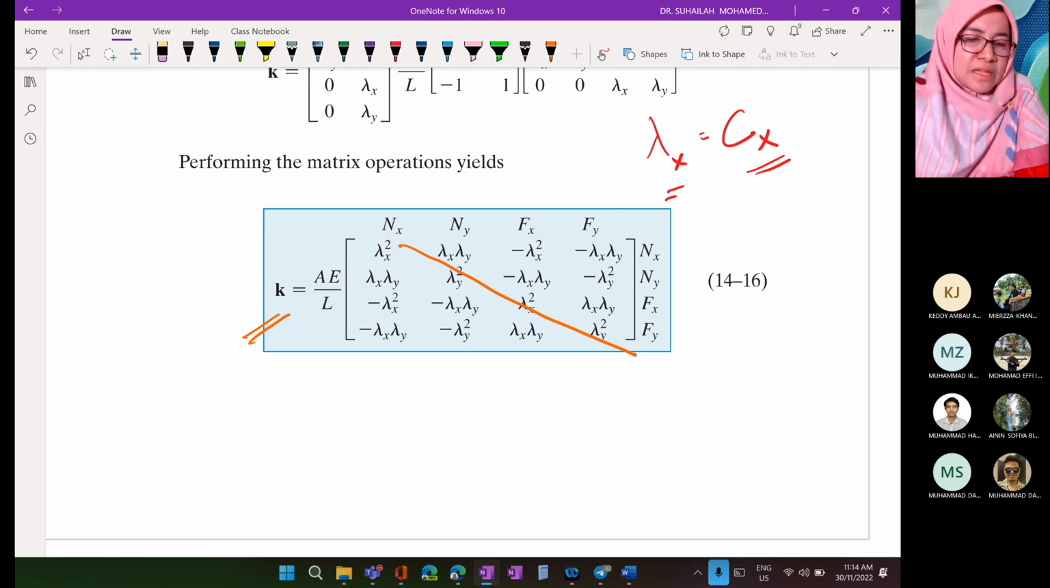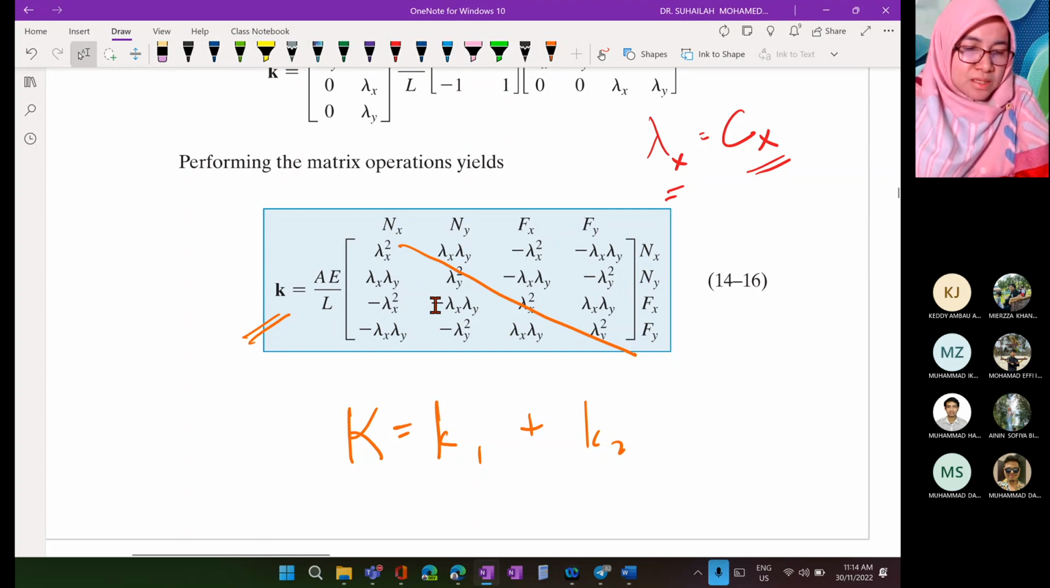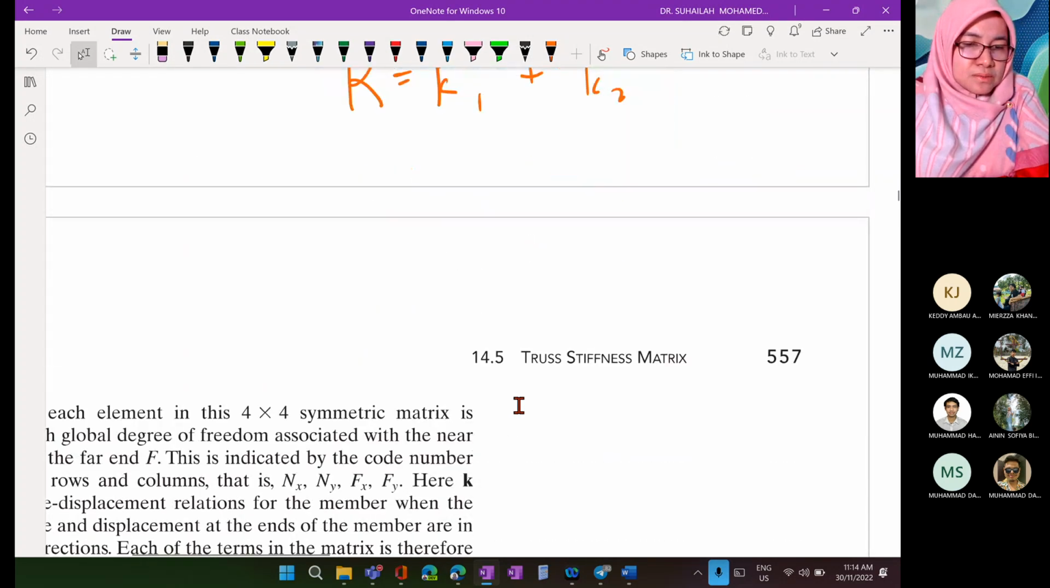Element stiffness matrix we label with a small letter, K1, K2. And to determine the structure stiffness matrix, we use capital K. So capital K is for the structure stiffness matrix, and it is a combination of member stiffness matrices. Okay.